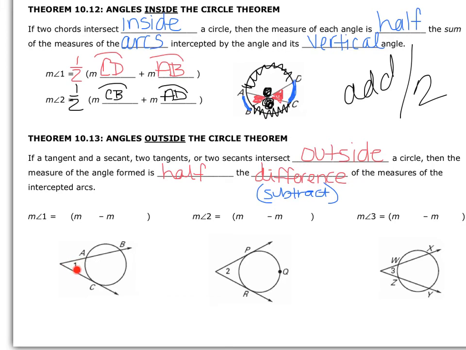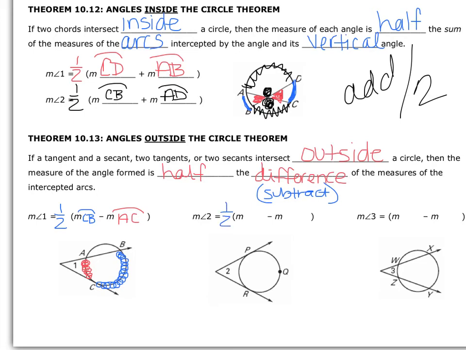So to find the measure of angle 1 that's formed by the secant and the tangent outside of the circle, we're going to take 1/2 and we're going to subtract. We're going to first start with the larger arc. So this is going to be the measure of arc CB, and we're going to subtract out the other intercepted arc, AC.